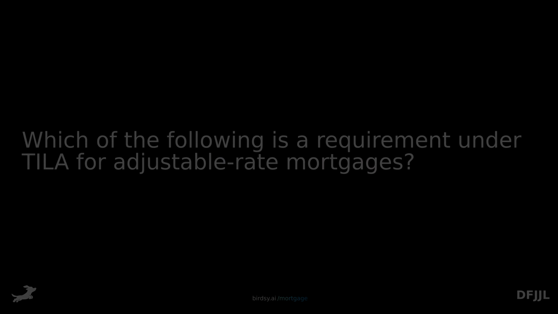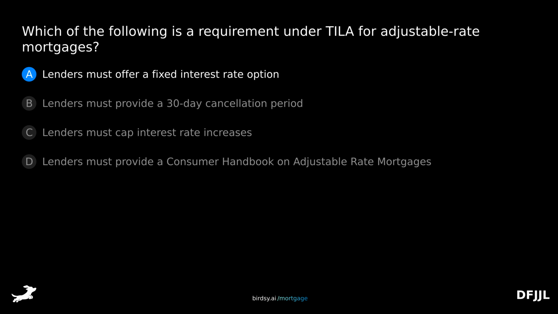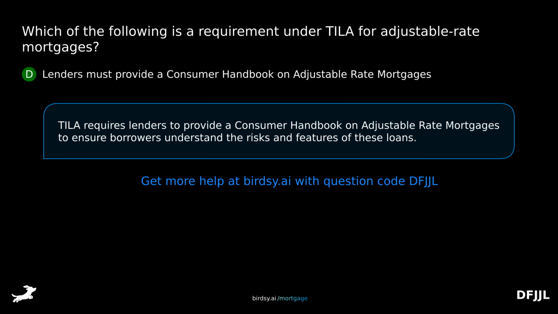Which of the following is a requirement under TILA for adjustable rate mortgages? Is it A, lenders must offer a fixed interest rate option, B, lenders must provide a 30-day cancellation period, C, lenders must cap interest rate increases, or D, lenders must provide a consumer handbook on adjustable rate mortgages? The answer is D. Lenders must provide a consumer handbook on adjustable rate mortgages. TILA requires lenders to provide a consumer handbook on adjustable rate mortgages to ensure borrowers understand the risks and features of these loans.